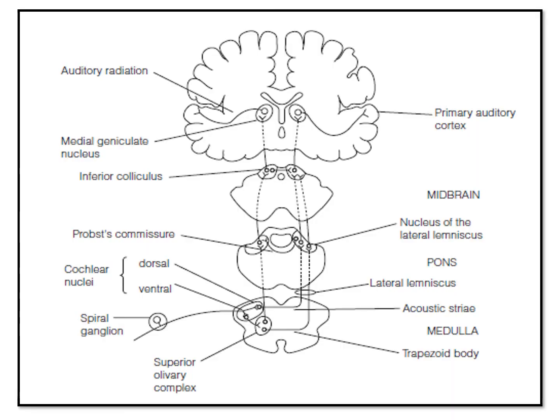So this is the schematic diagram. You can see below towards your left the spiral ganglion is shown. From there, fibers which are the auditory division of the vestibulocochlear nerve are reaching the dorsal and ventral cochlear nuclei.